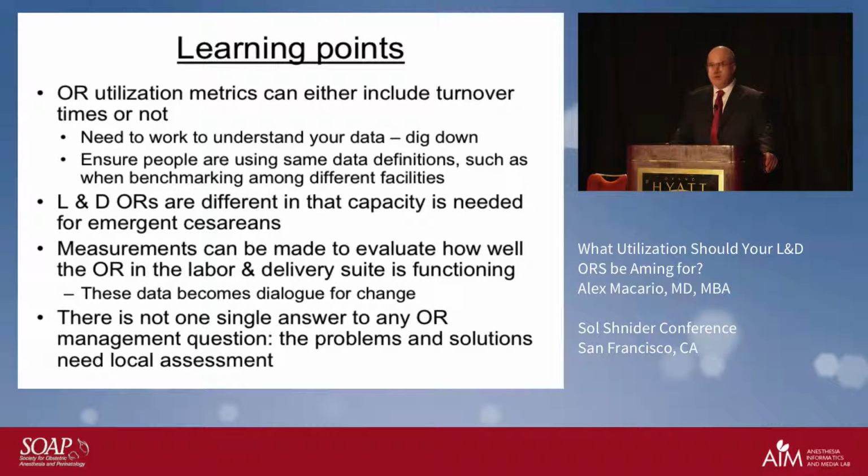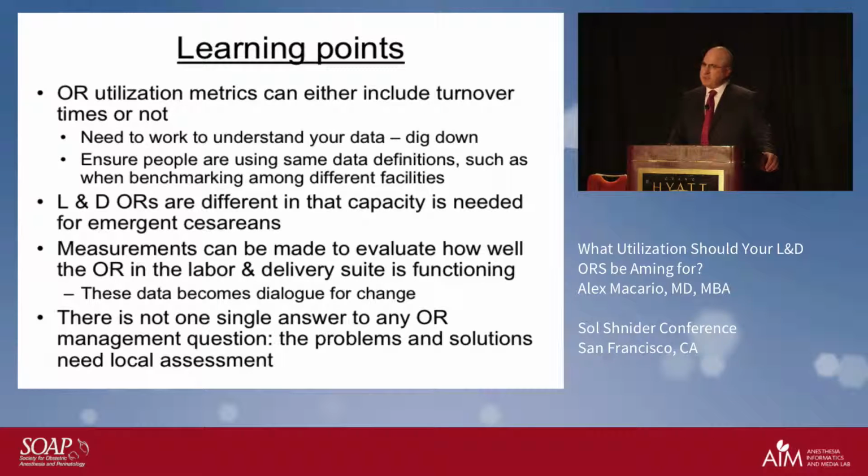All of you who practice obstetric anesthesia obviously appreciate this, but people that don't may not. Labor and delivery ORs are different in that capacity is needed for emergent cesareans. And different hospitals and labor and delivery suites manage this differently. Besides utilization, there are lots of other measurements that you can make to figure out how well functioning your labor and delivery suite really is. And we're going to talk a little bit about those in the main operating room. Things like how often your cases start on time and how long your turnover times are are good things to track.